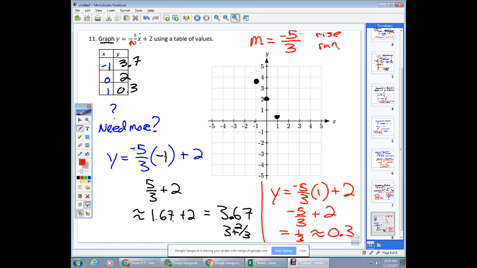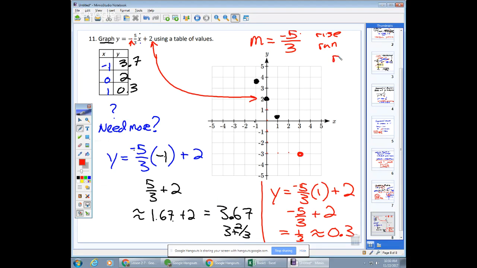So the way to use the slope is starting at the y-intercept, which is that point right there. The slope says to drop 5, 1, 2, 3, 4, 5. That's down. Run +3 means go to the right. 1, 2, 3. So the slope says the point (3, -3) should be on the graph. Does that look like it's in line with my other points? Yeah.